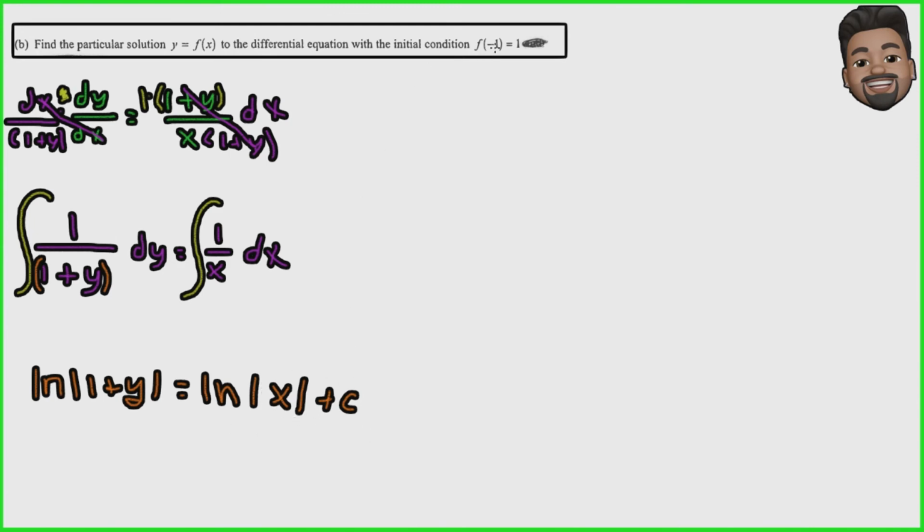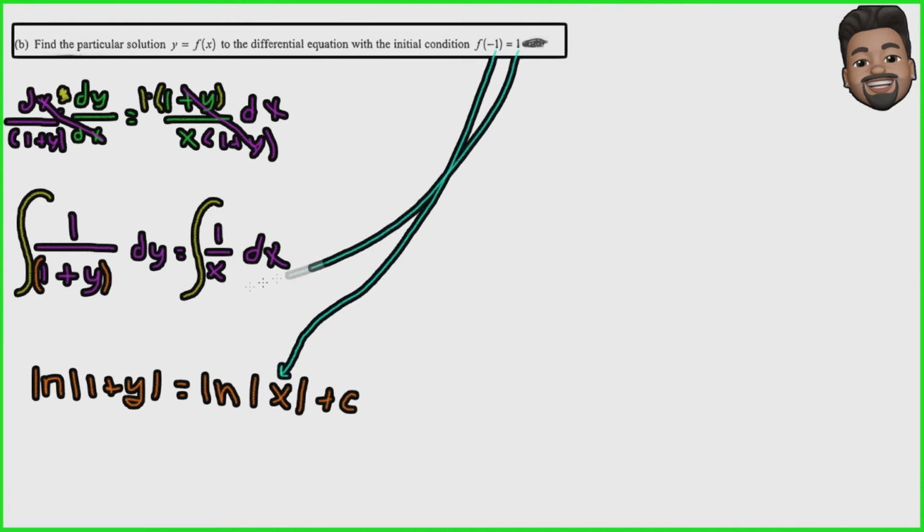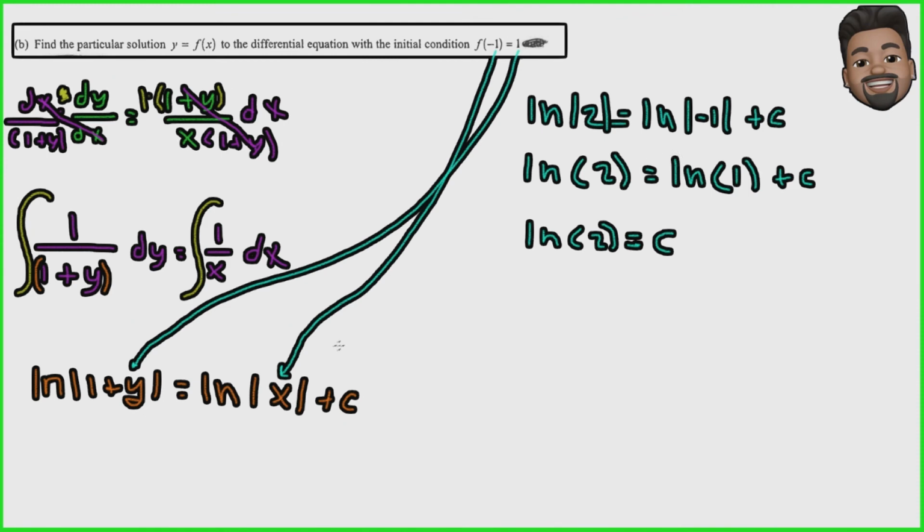So let's go ahead, plug -1 in for the x and plug 1 for the y value right here. So we plug in these values, and we get ln absolute value of 2 equals ln absolute value of -1 plus c. Well, what is the absolute value of -1? That is 1. So this becomes ln of 1 plus c, ln of 2. What is ln of 1? ln of 1 is 0. That's just something that we know over time.